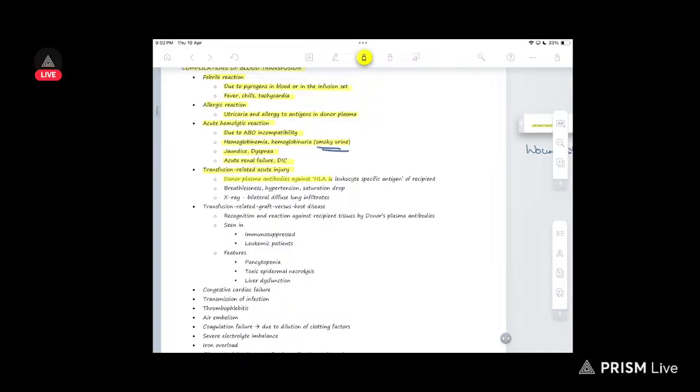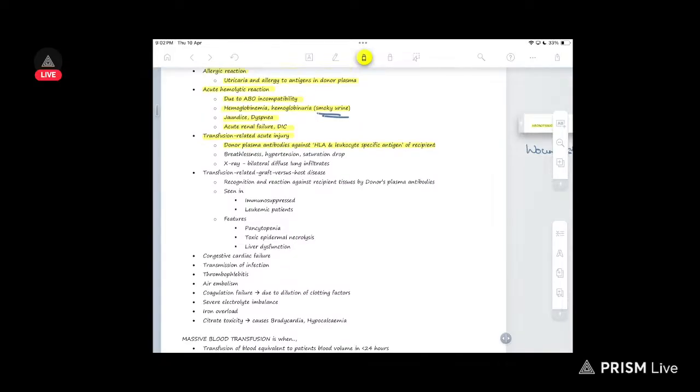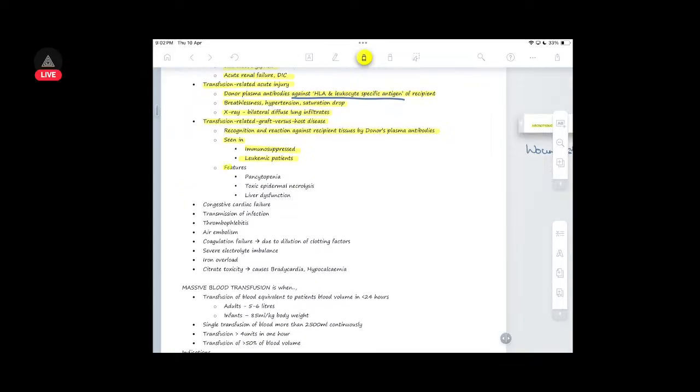Transfusion related acute lung injury also may be there, and you have donor plasma antibodies against HLA and leukocyte specific antigen. Okay, and breathlessness, hypertension, saturation drop will be there, and on X-ray you'll see bilateral diffuse infiltrates. Then transfusion associated graft versus host reaction: it is recognition and reaction against recipient tissue by donor plasma antigen, seen in immunosuppressed and leukemic patients. So it features pancytopenia, toxic epidermal necrolysis, and liver dysfunction.